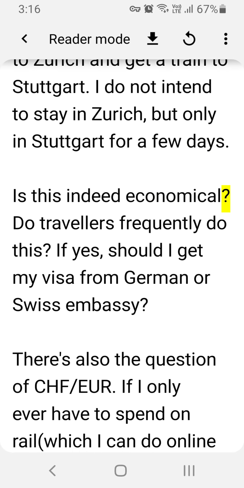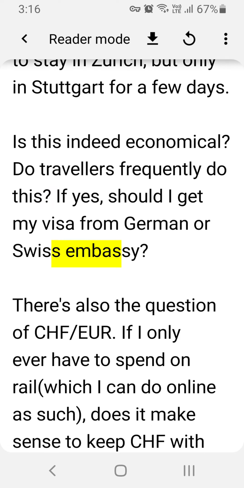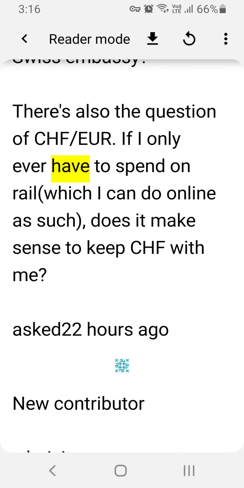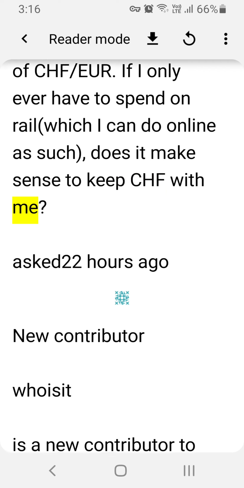Is this indeed economical? Do travelers frequently do this? If yes, should I get my visa from the German or Swiss embassy? There's also the question of CHF/EUR. If I only ever have to spend on rail, which I can do online, does it make sense to keep CHF with me?